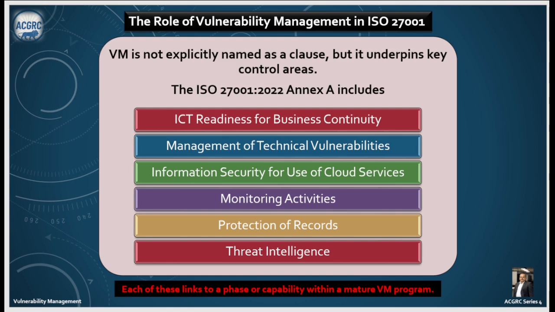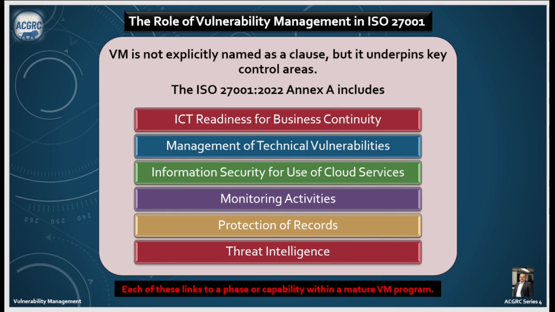Now, why does vulnerability management matter in ISO 27001? Well, it matters because it prevents attacks by identifying weaknesses early on. It supports compliance by showing you manage technical risk proactively. It reduces the risk of data loss, downtime or reputational damage. It provides audit evidence that your systems are being regularly assessed and secured.